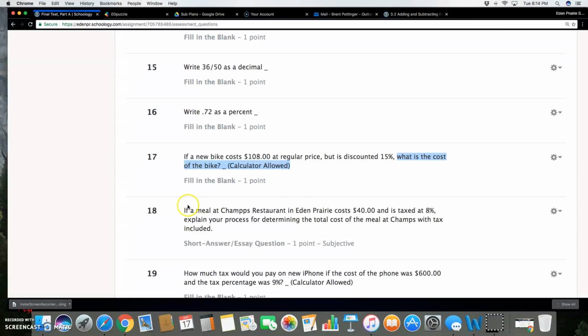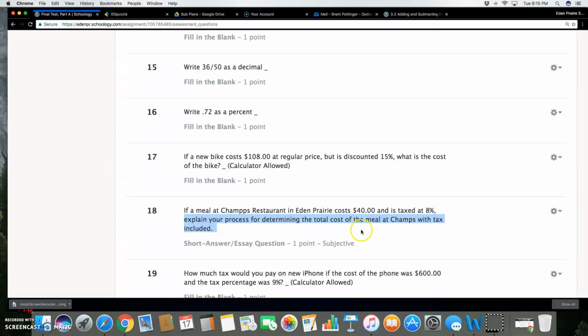Number 18, be careful here. Let me read it to you. If a meal at Champ's restaurant in Eden Prairie costs $40 and is taxed at 8%, you need to explain your process for determining the total cost of the meal at Champ's with tax included. So in other words, instead of just giving me an answer, I would like you to write a small paragraph. It doesn't have to be long, a small paragraph on how you would calculate the total cost of a meal at Champ's in Eden Prairie if the bill was $40 and you were taxed at 8% on top of that. It'll be fun to see what y'all come up with. And then in your explanation, you can conclude with your answer.